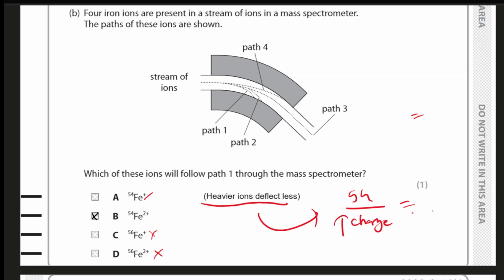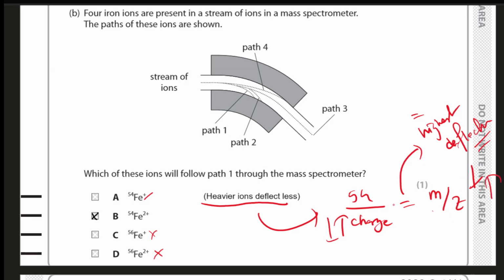So if the charge value increases, the mass to charge value overall decreases. If the mass to charge ratio overall decreases, it receives the highest deflection, and vice versa. That means if the charge is low, for example +1, then the mass to charge ratio value will increase, which will result in lower deflection. But since path 1, as we can see clearly from our visual diagram, has been deflected the most relative to its other counterparts, we can say that B will be the correct answer since it has a 2+ charge.